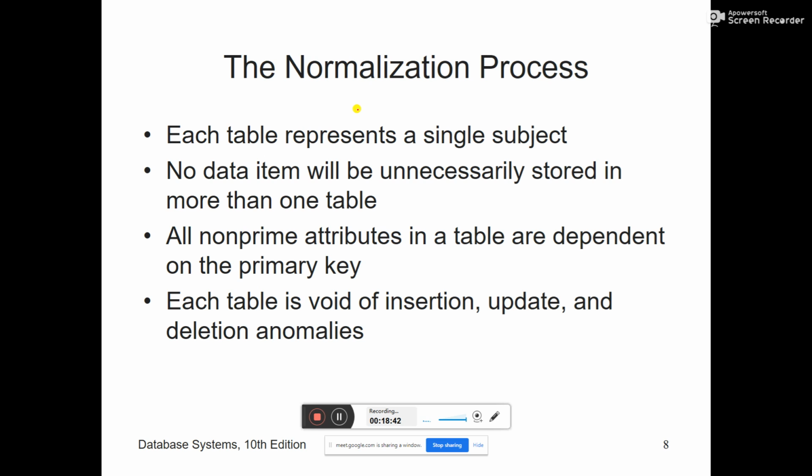Okay, and the last property or requirement for the normalization process is that each table is void of insertion, update or deletion anomaly. We don't want any insertion, update or deletion anomaly, because if such anomalies are present in our database, they add inconsistency. So we want to ensure integrity and consistency of the data, and avoid these insertion, update and deletion anomalies.